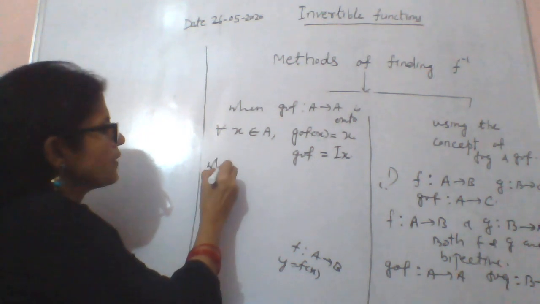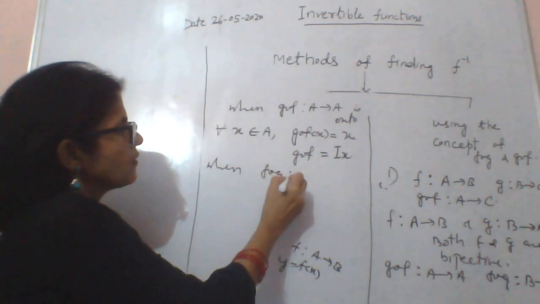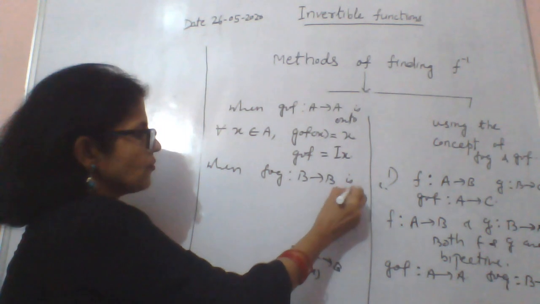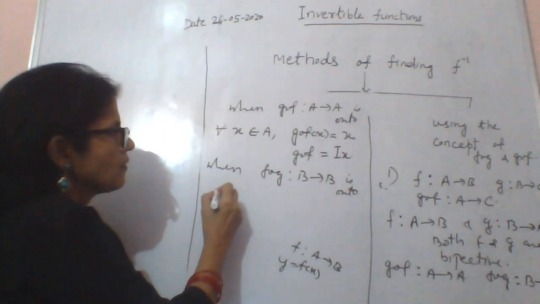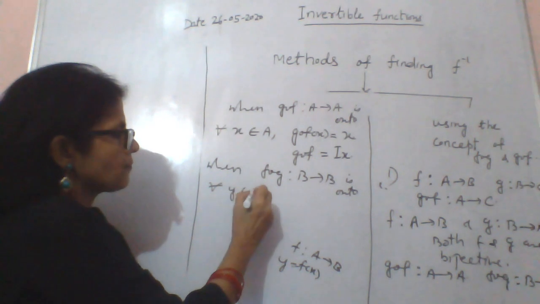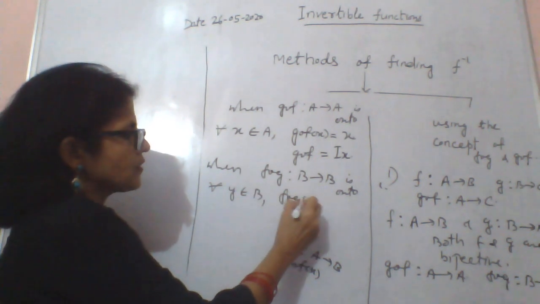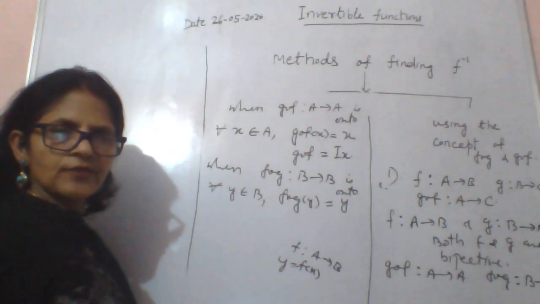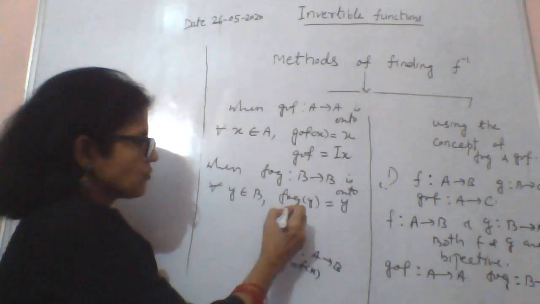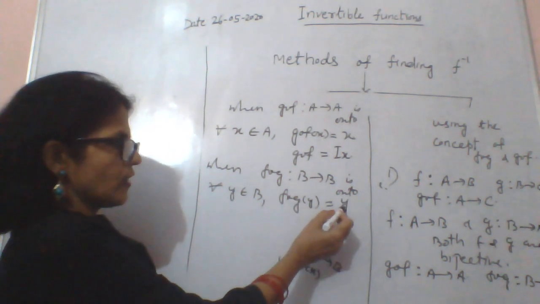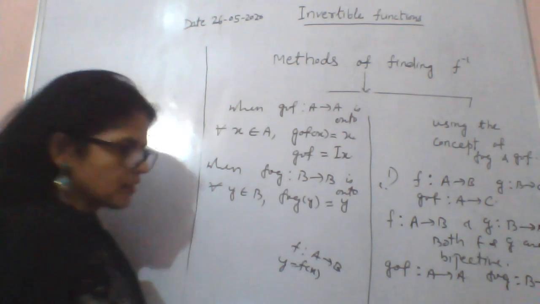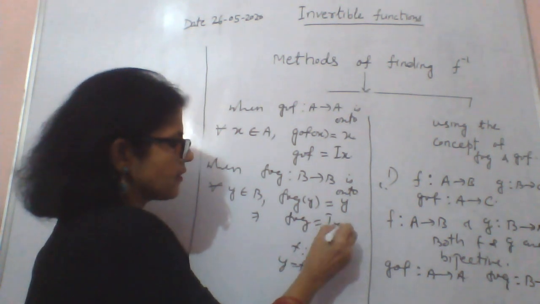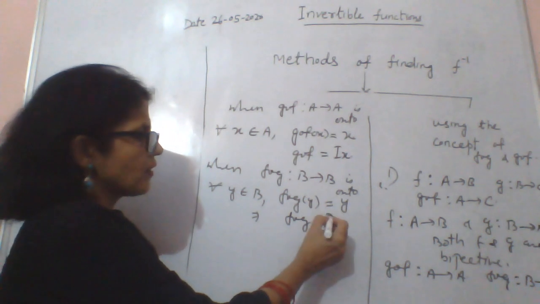Similarly, when we say f of g function from B to B is onto, it means for all y belongs to B, f of g y equal to y, because we are taking a single set, we have y belongs to B. So when we say f of g y equal to y, again it is the case of identity function. This implies f of g equal to identity function. I may write here I_Y.